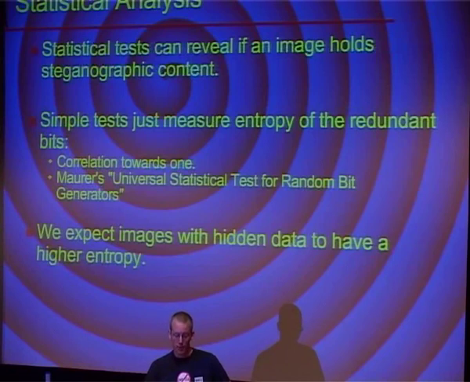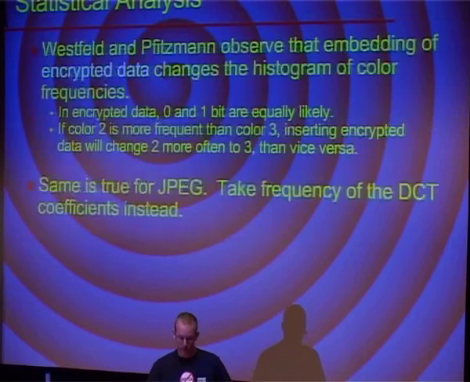Or you can use Maurer's universal statistical test for random bit generators, which will give you a better quantification of the numbers. However, after hiding data, we expect something to change. And these tests, as I said, are very simple, so they will not be able to give us a yes or no decision to determine if information is hidden. For that, we need to get to the better systems.